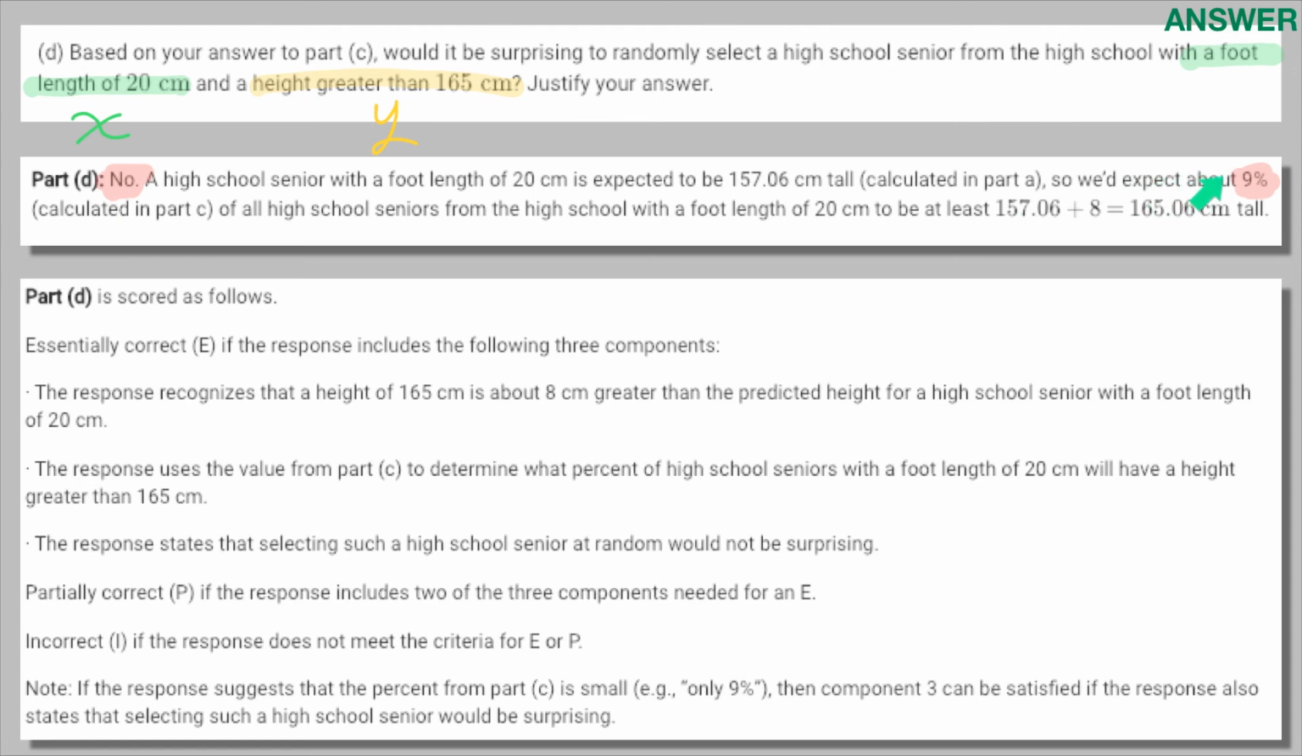A lot of people had 9% as a correct number and then said, yes, that's rare. Generally, anything below 5% or 1% is considered rare. So the correct answer here would be no, it's not rare or unexpected. Essentially correct, again, has three components. Height of 165 centimeters is about 8 centimeters greater than the predicted, or a residual of 8 centimeters. Use the value of part C. So the previous question, getting about a residual of 8 centimeters, occurs about 9% of the time. And then answering the question, state that selecting such a high school senior at random would not be surprising. And this is the part that a lot of people did not do correctly. 9% is not considered rare.